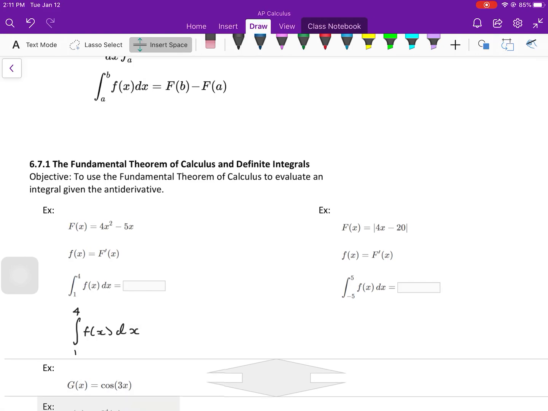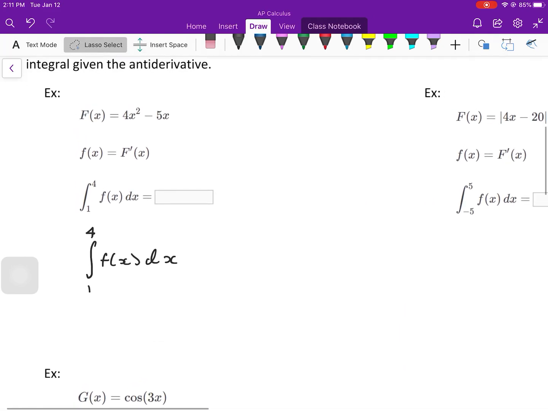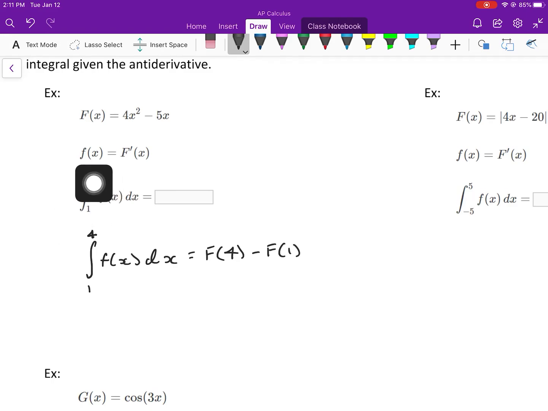Let me give myself some space here. And so if you look at that formula above, that means it's going to be big F of 4 minus capital F of 1. And the idea is they tell us little f equals big F prime. That's just saying that big F is the antiderivative of little f. So we're going to learn how to find this antiderivative in a little bit, but for now, they're just going to give us the antiderivative straight up.